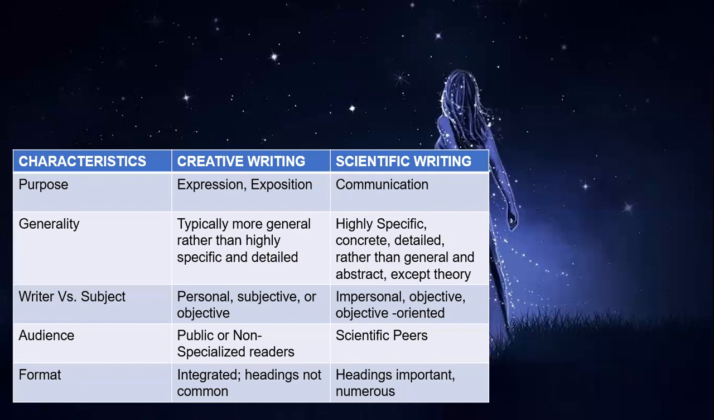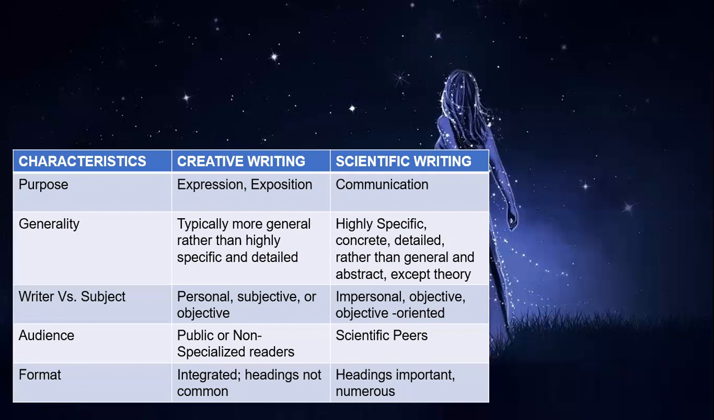So the audience for creative writing is, as I've said, it has this quality called universality. So anyone from any age could relate to a particular song or story or drama, while scientific writing has a specific audience, usually the academic community, the scientific community, a group of doctors or scientists.